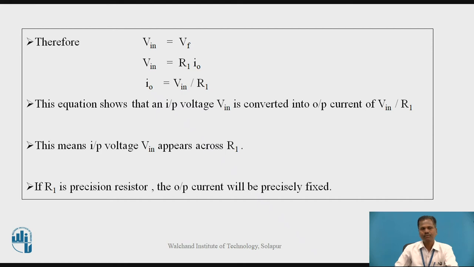So the voltage applied at the non-inverting input appears across the input resistor R1, that is VF. So Vin is equal to R1 into IO, that is the output current. So IO is equal to Vin upon R1. This equation shows that input voltage Vin is converted into proportional output current, given by Vin upon R1. This means that input voltage Vin appears across resistor R1. If in place of resistor R1 we use a precision resistor, the output current will be precisely fixed.